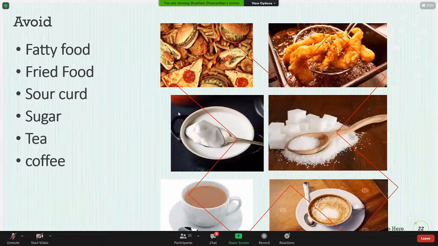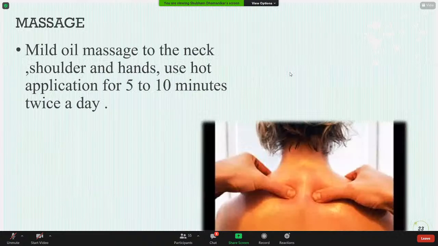Now next is massage. What massage do we perform? We have to give a mild oil massage to the neck, shoulder and hands. We have to use a hot application for 5 to 10 minutes twice a day, as you are able to see in the picture.